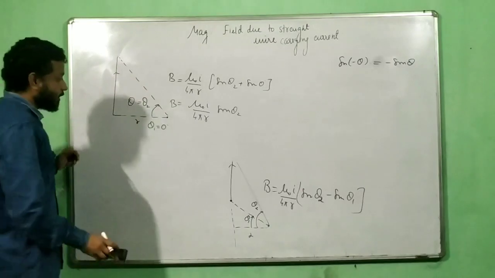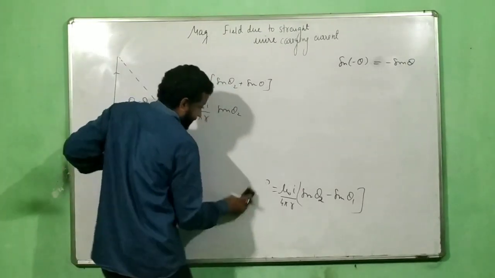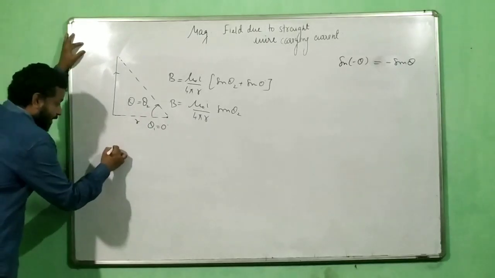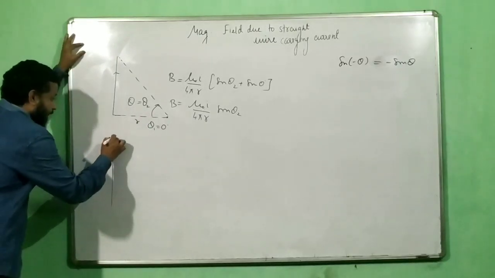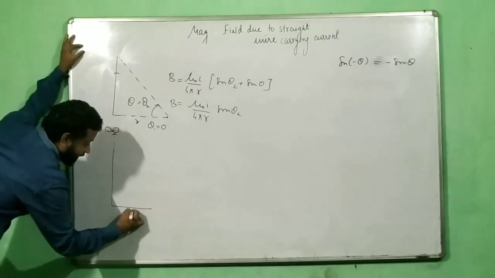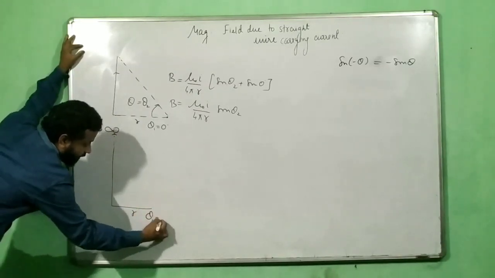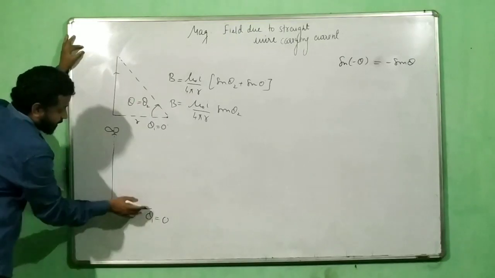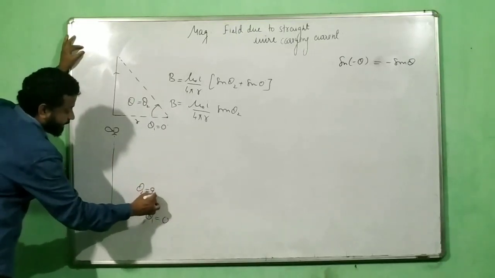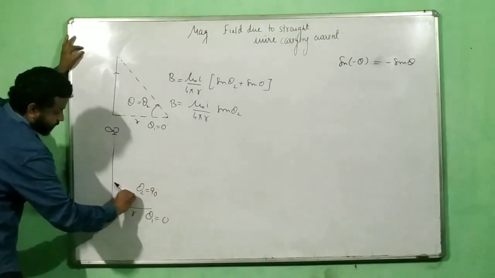In this case only we consider this one, that is called a semi-infinite wire. That means this end goes to infinity, and you exactly want to find the field here. So again your theta 1 is equal to 0. But what about theta 2? It has gone to infinity. So theta 2 will become 90 degree, because this is how we measure the angle.